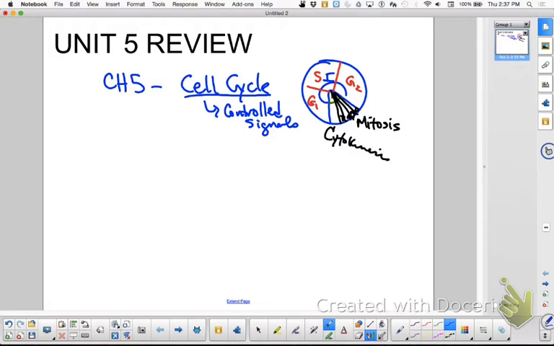What do we call it when that cell is done? In fact, it's so done I want to kill it off. What is that called? Apoptosis. Apoptosis.